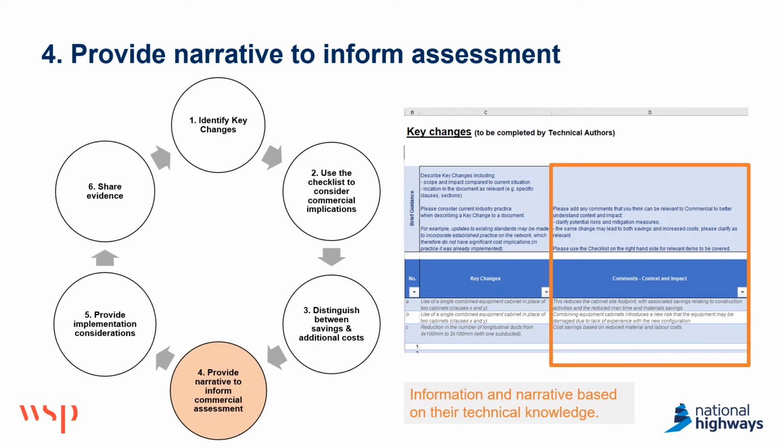The next step is to provide some narrative to inform the commercial assessment. This is in the column entitled Comments, Context and Impact. Under here, please add any comments that you think can be relevant to commercial to better understand the context and impact. That's clarifying the potential risks and mitigation measures. This can be informed by working through the checklist, so you might find you're doing items 2 and 4 in tandem.